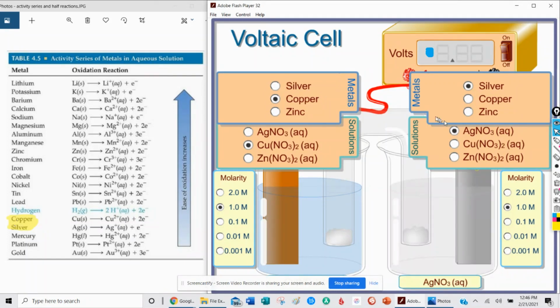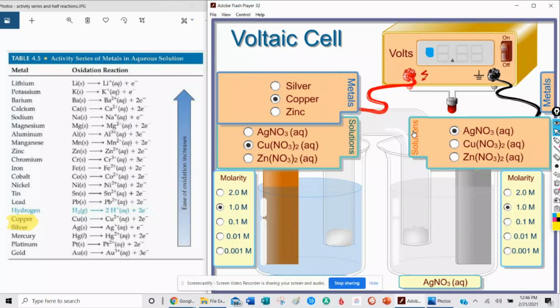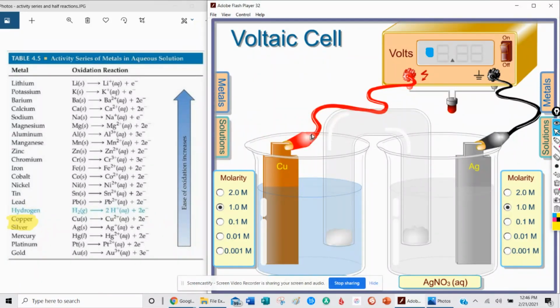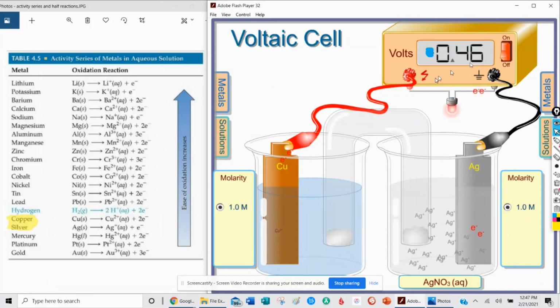Now, what we're going to expect here is that our copper will be oxidized, which means it's going to lose its electrons. It's going to flow to the cathode, which will gain those electrons, and then our ions in solution will take those electrons and plate on the silver electrode. So here we go.